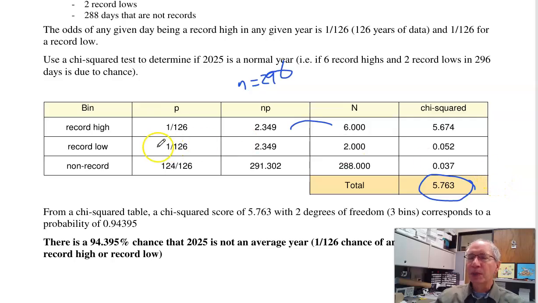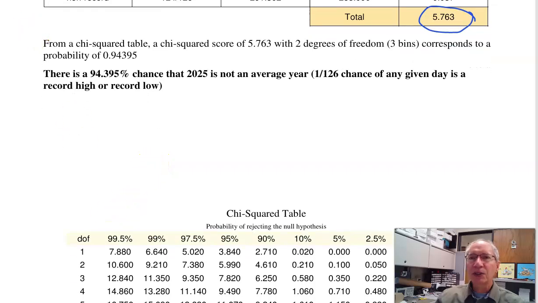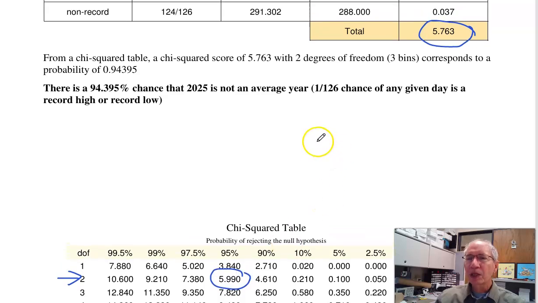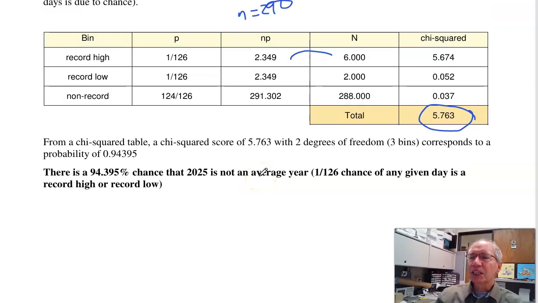To convert that to a probability, I have 3 bins, meaning 2 degrees of freedom. I look at 2 degrees of freedom, right here, this line. Look for the number 5.76, and that's right about here. On StatTrak, it's actually 94.39%. So there's a 94% chance that 2025 is not a normal year, that something's up. That's the chi-square test, and that is test number 2 for ECE 376.